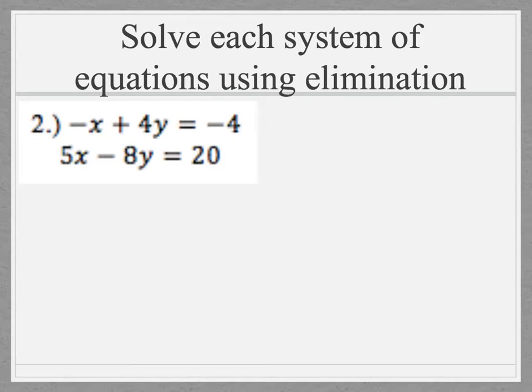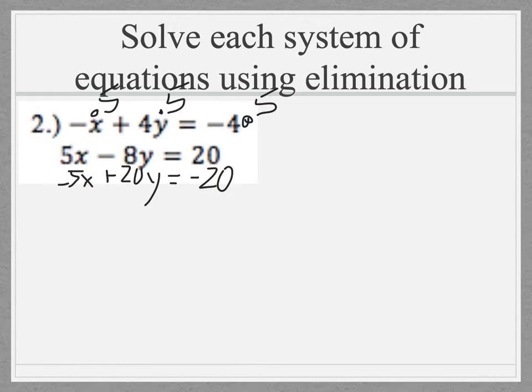So now when you look at this one, I don't have the same numbers for my x's or for my y's. This one's a -1 and a 5, and that's a 4 and an 8. So what you're going to need to do is multiply one of the equations by something in order to line up the numbers. So I'm actually going to multiply all of my terms by 5 on that top equation. So that's going to give me -5x plus 20y equals -20.